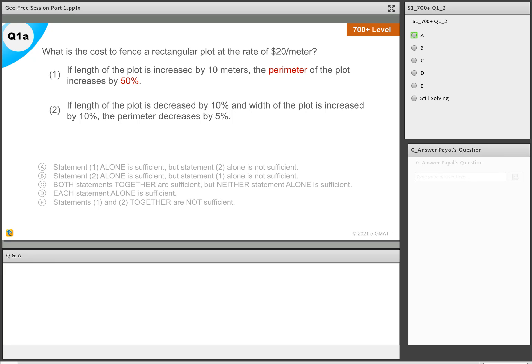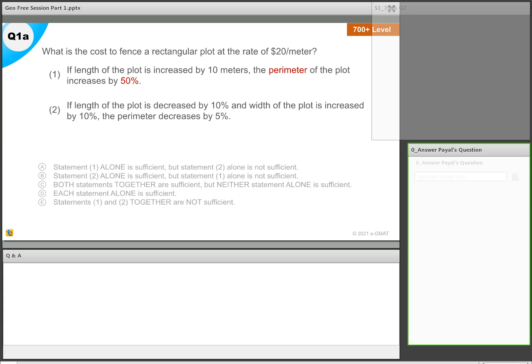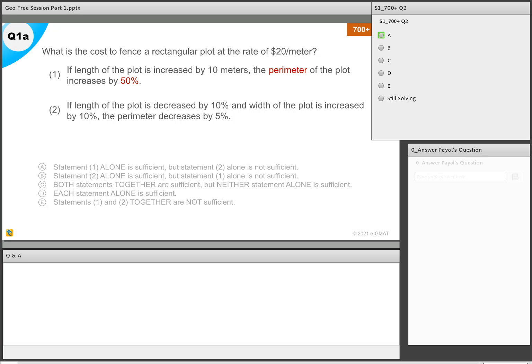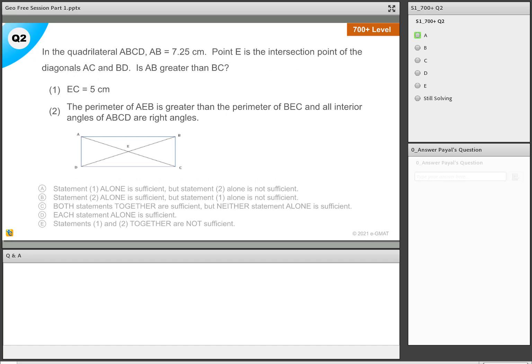All right, I'm going to end the poll in another 5 seconds. Select your answers. All right, well and good. Now here comes your third question. Please select still solving. Well, technically question number 2. This is a fresh question. Here's question number 2.